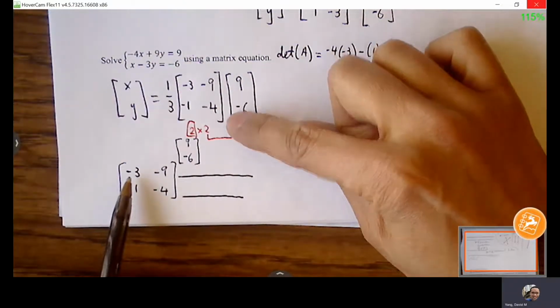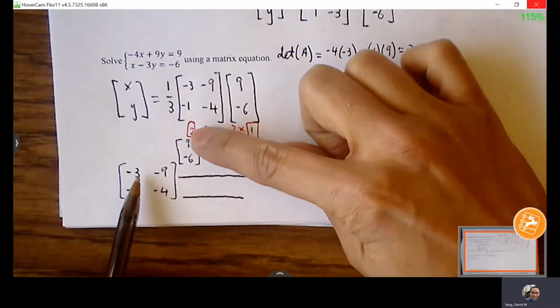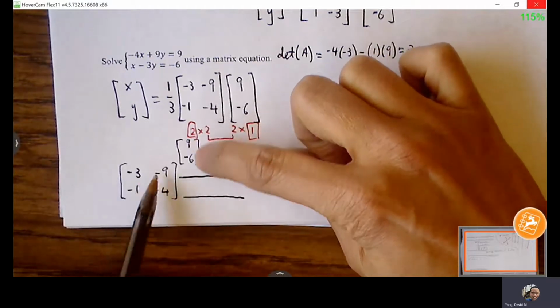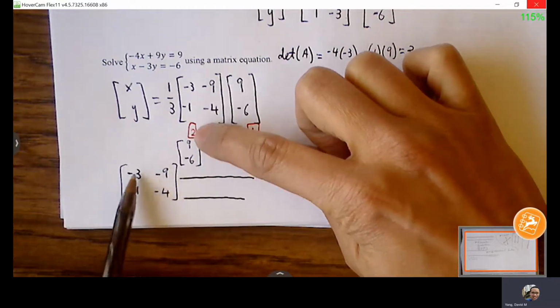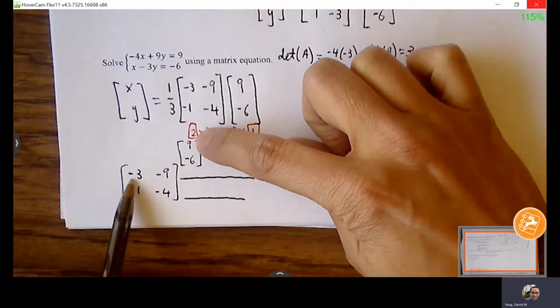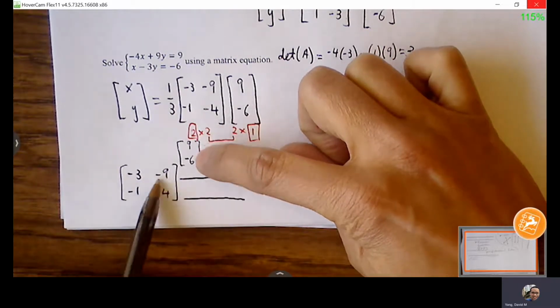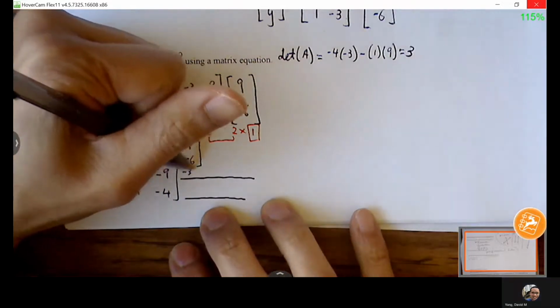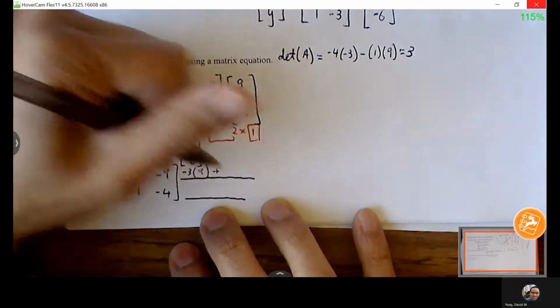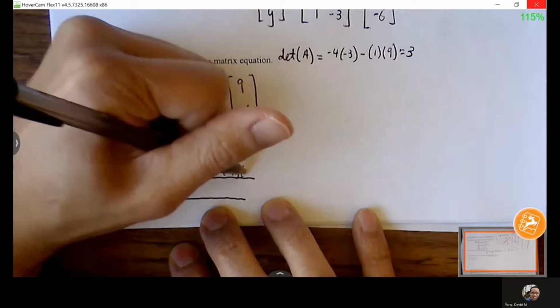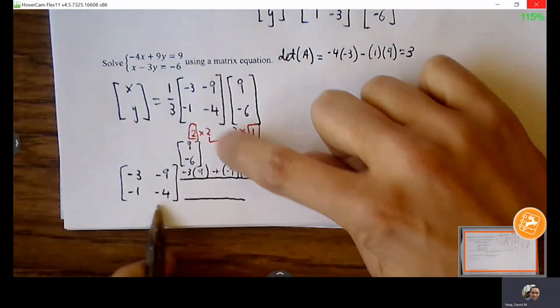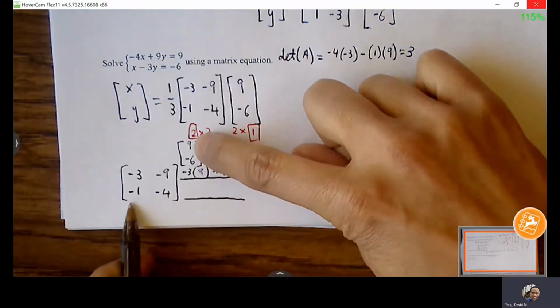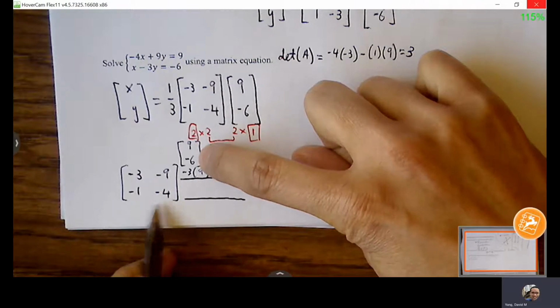Okay, I'm going to move my rows from left to right. I'll move my columns from top to bottom. I'm going to pair up each term as I move from element to element. Okay, so -3 times 9, and then -9 times -6. Okay, second row, first column, -1 times 9, -4 times -6.